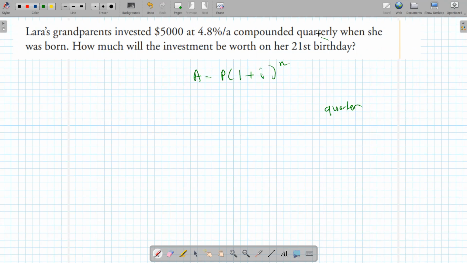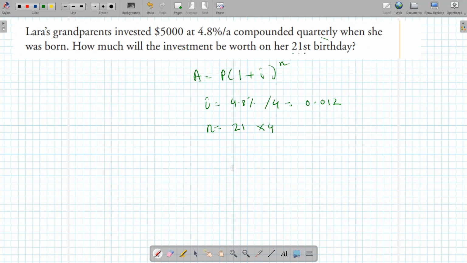So when it says quarterly, because this interest rate is per year, we need to divide that by 4, and we'll get the quarterly interest rate. So that's going to be 0.012. And for the 21 years, even the time is going to change. So this one you multiply.